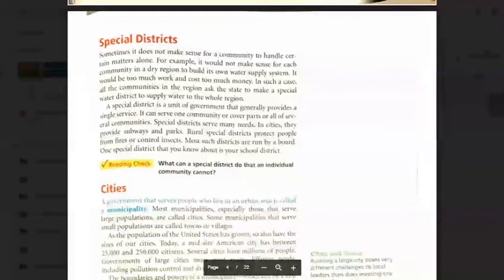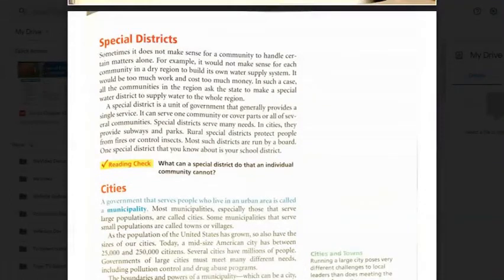In cities, they provide subways and parks. Rural special districts protect people from fires or control insects. Most such districts are run by a board. One special district that you know about is your school district, and that's where we have the school board.